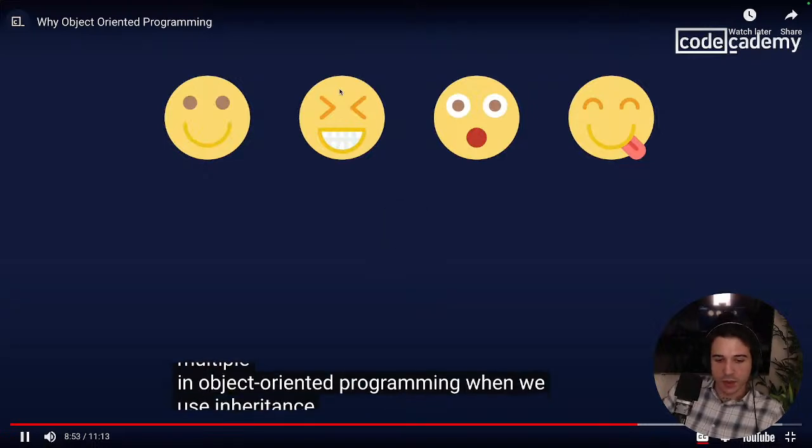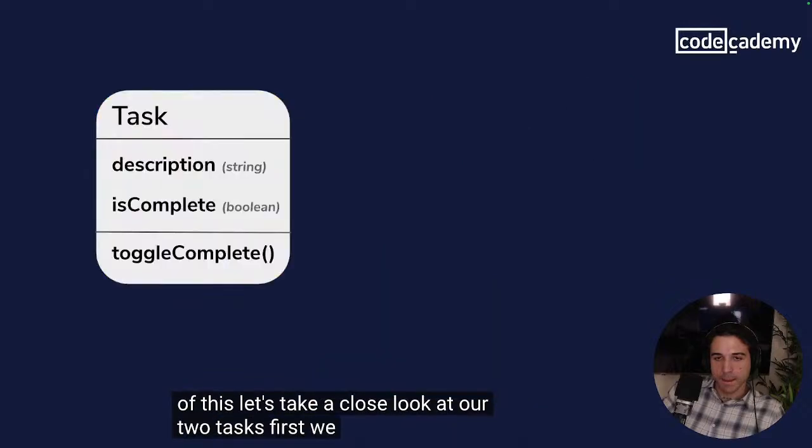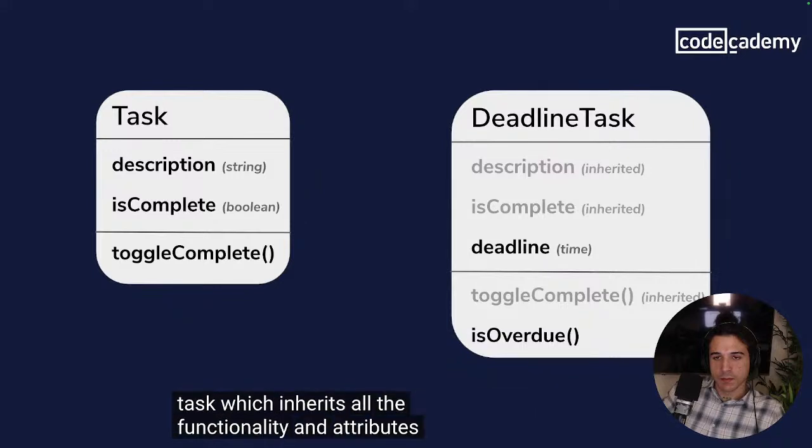In object-oriented programming, when we use inheritance in our classes, we can take advantage of polymorphism when using these classes. To help make sense of this, let's take a close look at our two tasks. First, we have a general task defined in the task class. Then we have a deadline task, a more specific type of task, which inherits all the functionality and attributes of the task class.